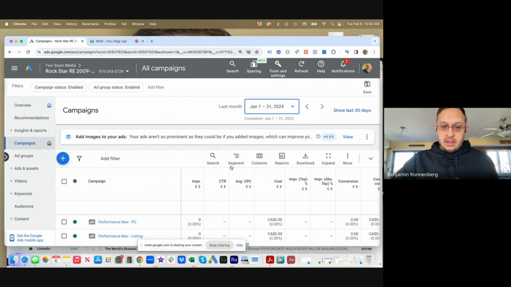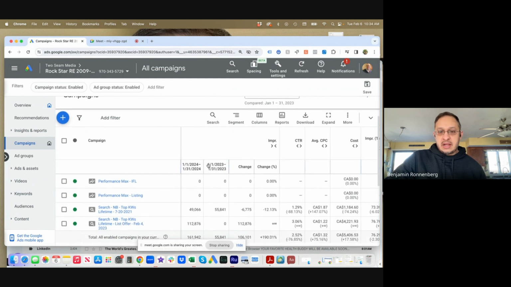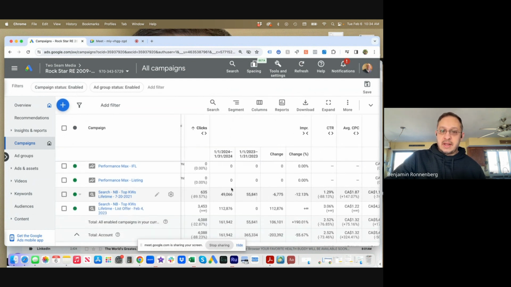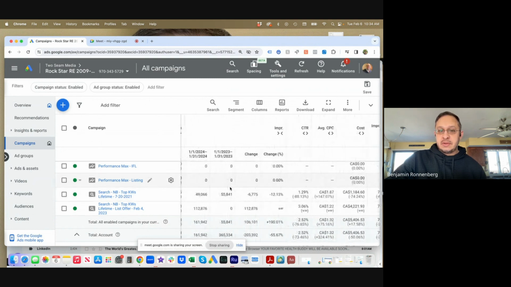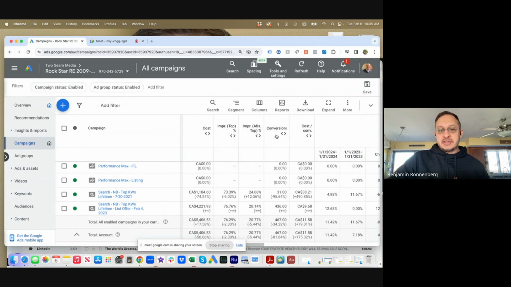Apply. All right. And when you do that, you'll notice the columns get these little carets, arrows pointing left and right. Those basically expand that column to show you the data and the percentage change between the two time periods, right? So that comparison. So let's break this down. I just want to focus on two things right now: cost and conversions.